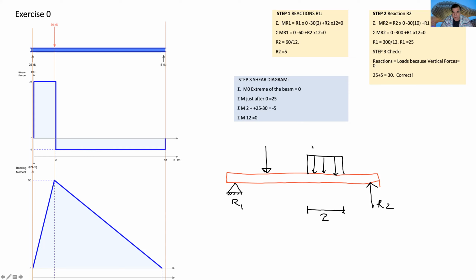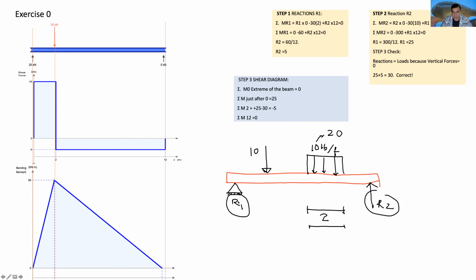If this load is, for example, 10 pounds per foot, and the distance here is 2 feet, well, this will be 20 pounds. We have another load here, for example, of 10 pounds. Both together are 30 pounds total load. Reaction 1 and reaction 2 will have a total value of 30 pounds.